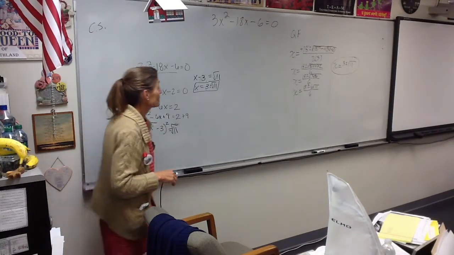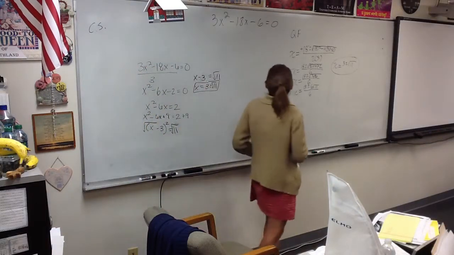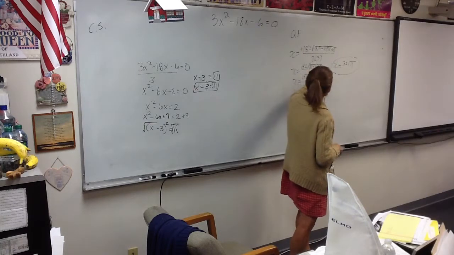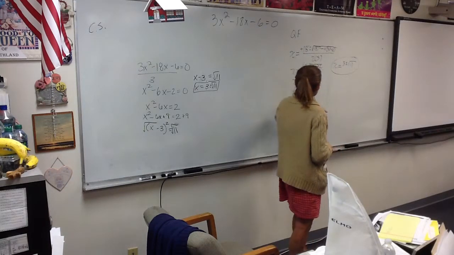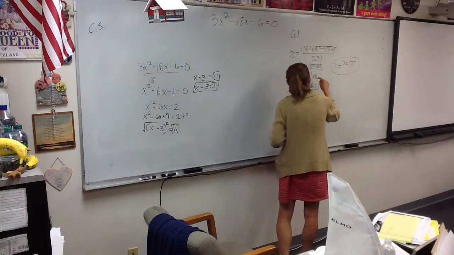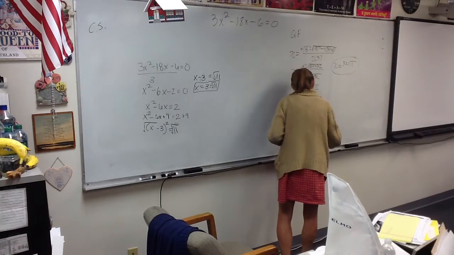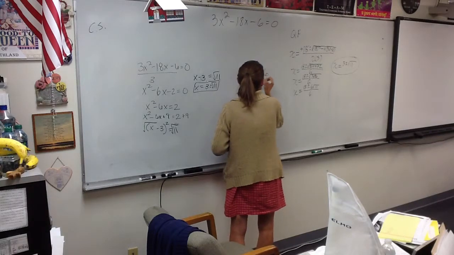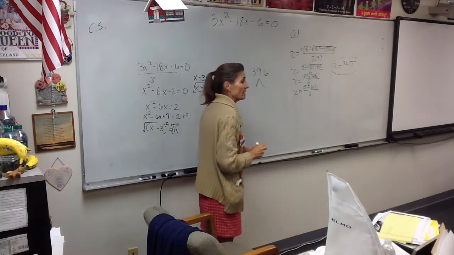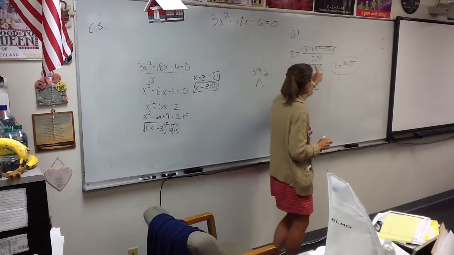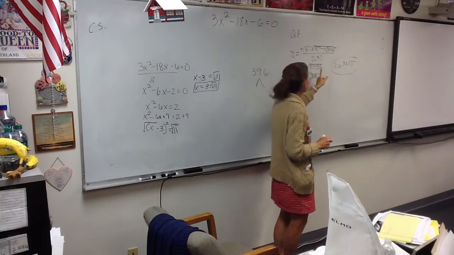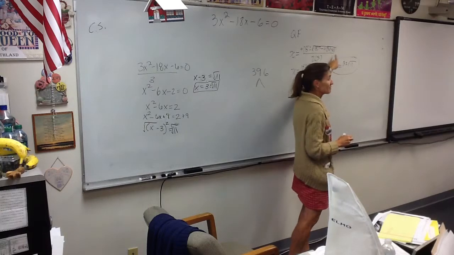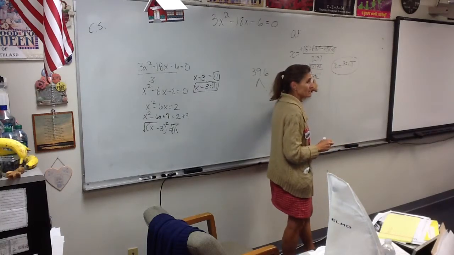Okay. Now the person who used the quadratic formula had some big numbers going on. How did we get from root 396 to 6 root 11? We've got to be sure we can do that. This is the discriminant. This is what came out when he did 18 squared minus 4 times 3 times negative 6. He got 396.